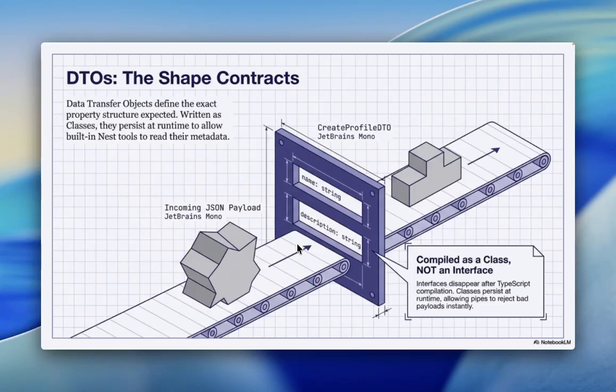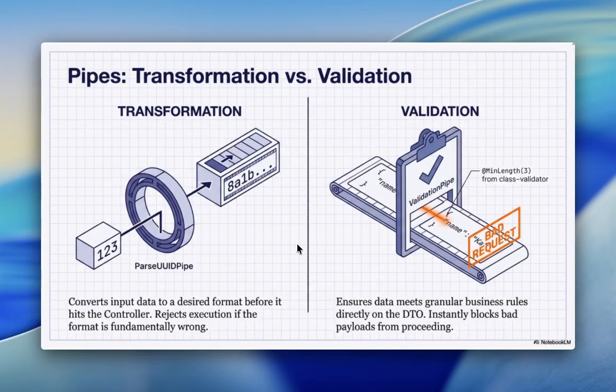Incoming JSON payload: name string, description string. CreateProfileDto, compiled as a class, not an interface. Interfaces disappear after TypeScript compilation. Classes persist at runtime, allowing pipes to eject bad payloads instantly. Pipe transform with ValidationPipe converts input data to a desired format before it reaches the controller, and rejects the execution if the format is fundamentally wrong. Validation ensures data meets the business rules directly on the DTO, instantly blocking bad payloads from proceeding.